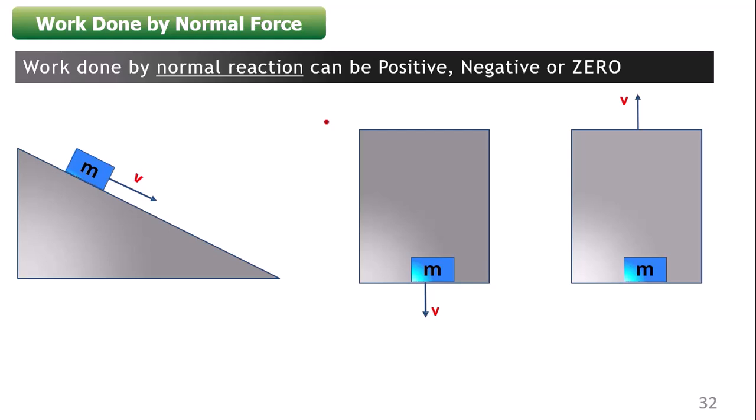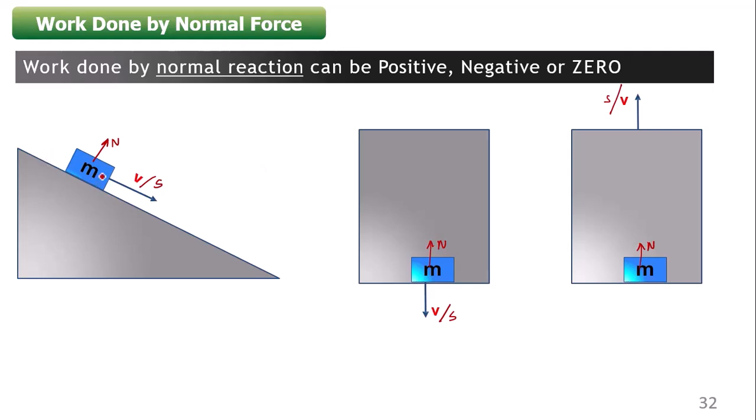Whenever the block is resting on a floor, a normal force is there. So here I can say this is the direction of the normal. In this situation, this is the direction of the normal. In this situation, this is the direction of the normal. In the first case, the displacement is along this direction. This is the displacement vector. In the second case, this is the displacement vector. In the third case, the displacement vector is in this direction.